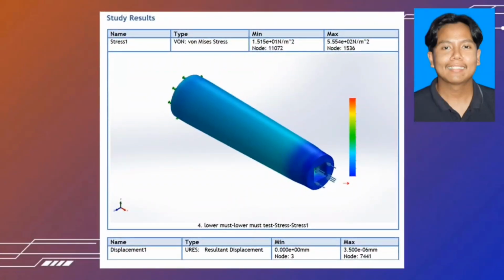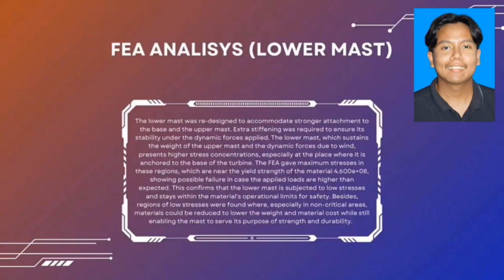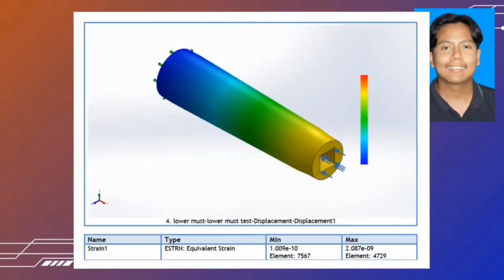FEA analysis, lower mass. The lower mass was redesigned to accommodate a stronger attachment to the base and the upper mass. Extra stiffening was required to ensure its stability under the dynamic forces applied. The lower mass, which sustains the weight of the upper mass and the dynamic forces due to wind, presents higher stress concentrations, especially where it's anchored to the base of the turbine.